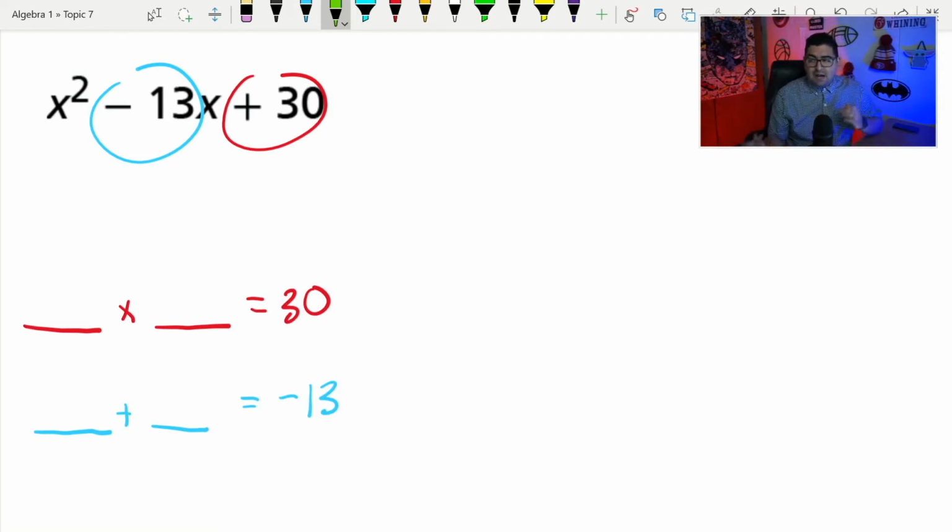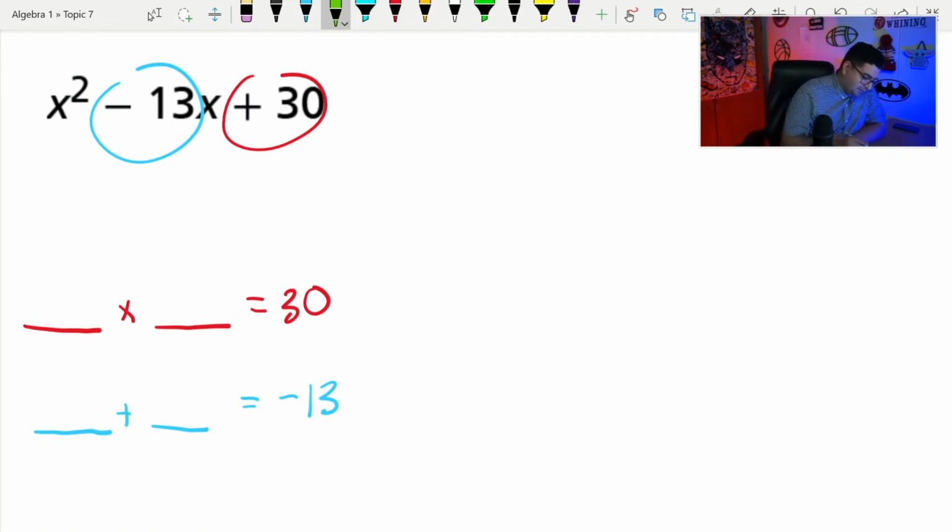So I have to think about how can I get a negative number when I add, but when I multiply these two numbers, it's still positive. So two numbers whose product is a positive number, but when you add them, you get a negative number. Well, lucky for us in math, there's a rule that says that if you multiply a negative times a negative, you get a positive. And if I add two negatives together, I still get a negative.